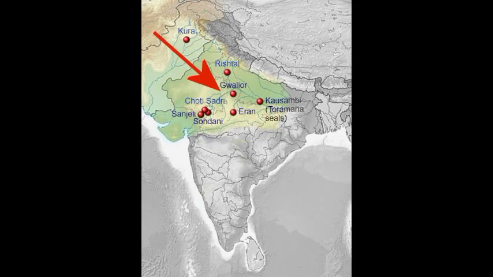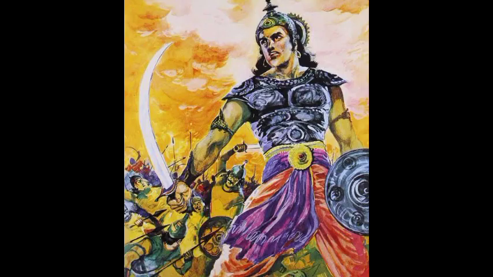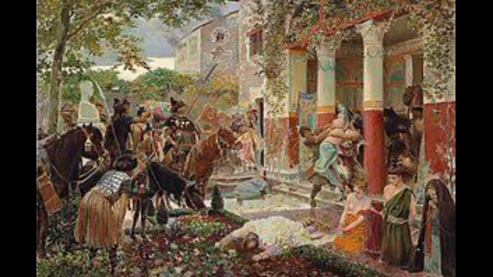The Hephthalites, also known as the Huns, kept on invading India until the Gupta ruler Skandagupta repulsed them. The Huns, under the leadership of Toramana, suffered a crushing defeat by the Gupta Emperor Skandagupta.